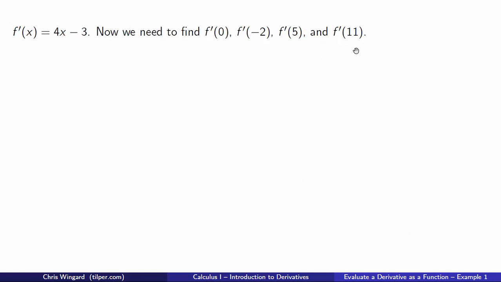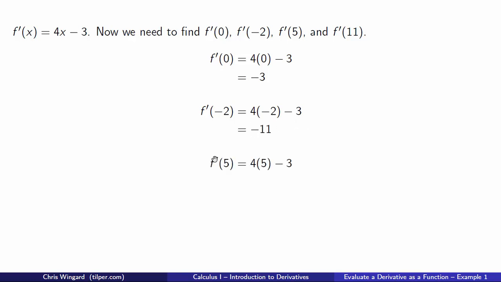Now we need to find these four specific derivatives here, and we don't have to go through the limit process anymore. We can just take these values of x, 0, negative 2, 5, and 11, and plug them into our derivative function here. So for f prime of 0, we plug 0 in for x, we get 4 times 0 minus 3, which simplifies to negative 3. So f prime of 0 is negative 3. And f prime of negative 2 is 4 times negative 2 minus 3, which is negative 8 minus 3, which is negative 11. And f prime of 5 is 4 times 5 minus 3, which is 20 minus 3, which is 17. And finally, f prime of 11 is 4 times 11 minus 3, which is 44 minus 3, which is 41.